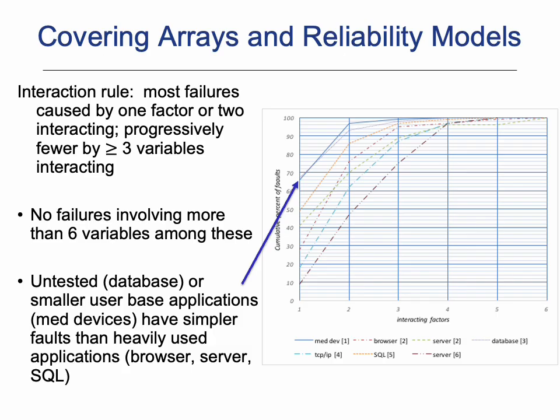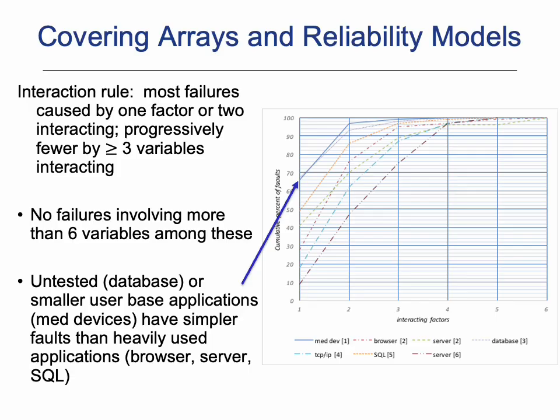Reliability models are an important part of software engineering, so we should consider how combinatorial testing fits in with these models. So just a quick review, the interaction rule based on empirical data shows that most failures are caused by a single factor or two factors interacting, and progressively fewer by three or more factors interacting. And also, the empirical data show no failures involving more than six variables, or at least they seem to be extremely rare and are not seen in practice from the data that we have looked at and others have looked at.